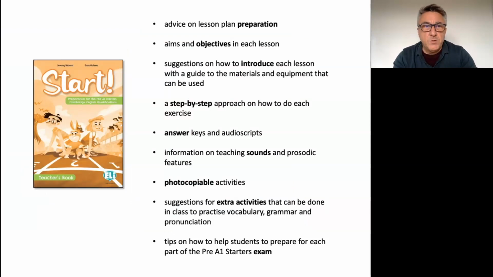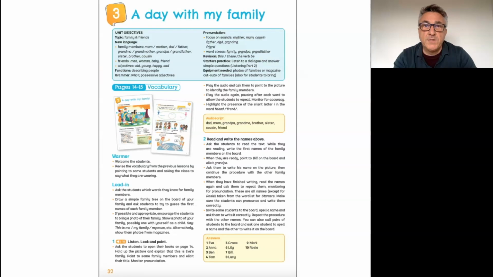And in the teacher's book, this one is taken from Start, but the same idea of support is given to you. Full lesson plan, preparation advice. It's always clear what the aims and objectives are in the lessons, step-by-step approach to all of the exercises, answer keys. Working with sounds and pronunciation is also highlighted in the teacher's book, with photocopyable activities and extra activities to differentiate the class or give them more practice. And of course, tips on how to help the students prepare for the exam.